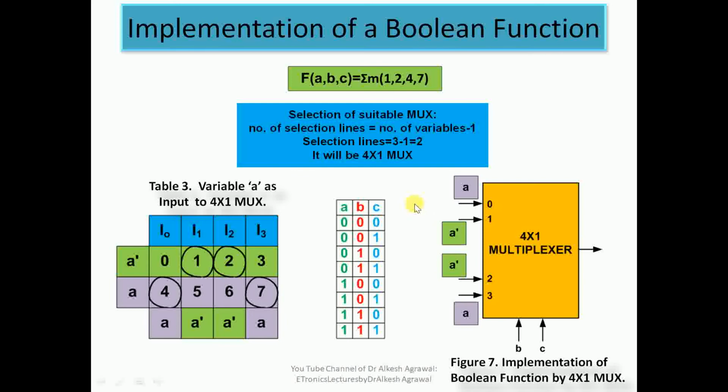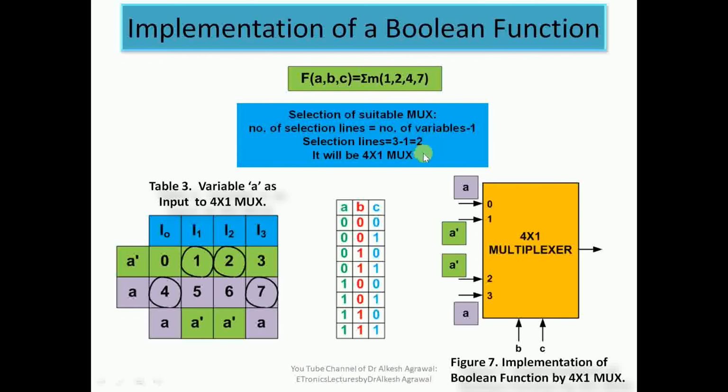Now let us see how we can implement a Boolean function with the help of a multiplexer. First of all, we have to do a simple mathematical calculation. Here we have 3 variables A, B, C. First we have to select a suitable multiplexer. We calculate the number of selection lines. The number of selection lines is equal to the number of variables minus 1. Here the number of variables is 3, so 3 minus 1 is 2.